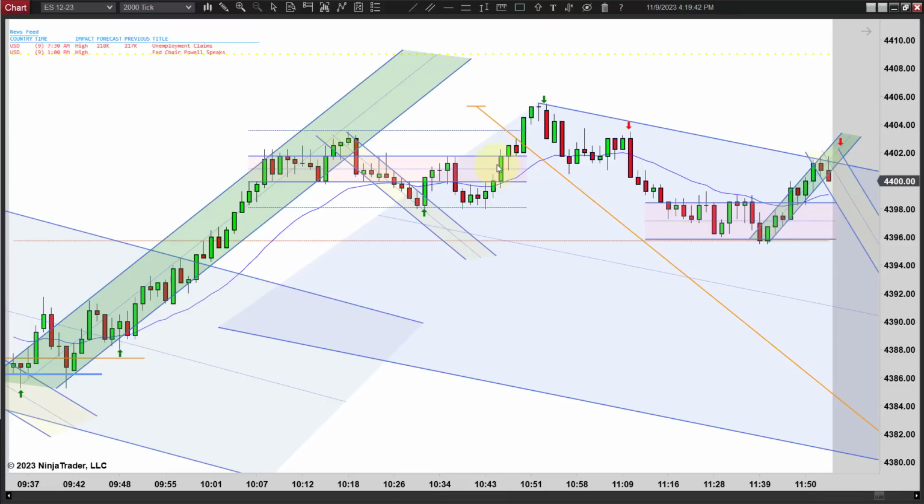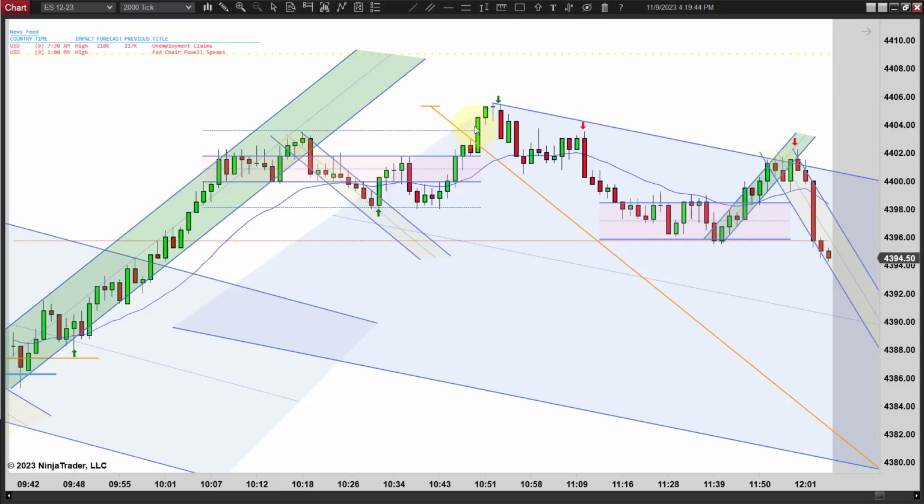Otherwise, I might have marked that long. But it runs up, fails out the top, makes a new high, and gives you a big bearish bar. There's a hidden second entry. This is just the retest.